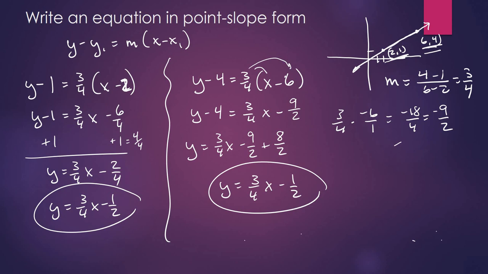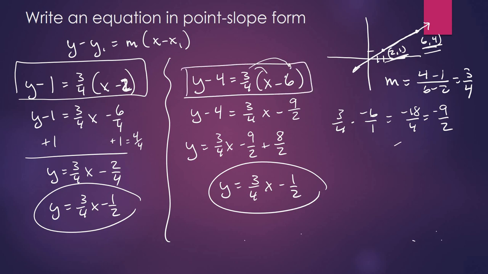I want you to take a look at this and see if you can tell me at the beginning of class why we can have two different looking equations in point-slope form, but when I change them to slope-intercept form, they are identical. See if you can think about that, and we'll talk about that at the beginning of class. And that's it.